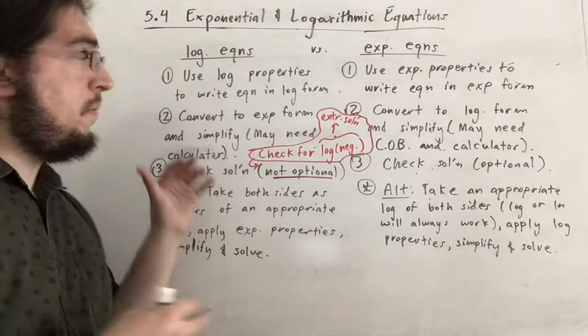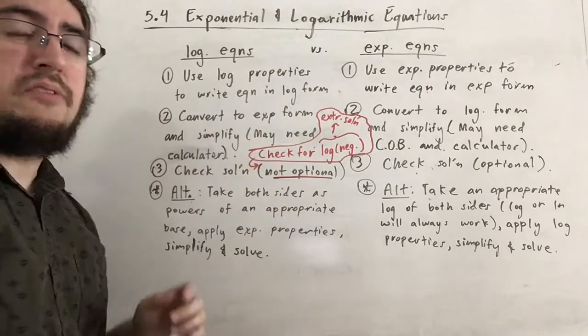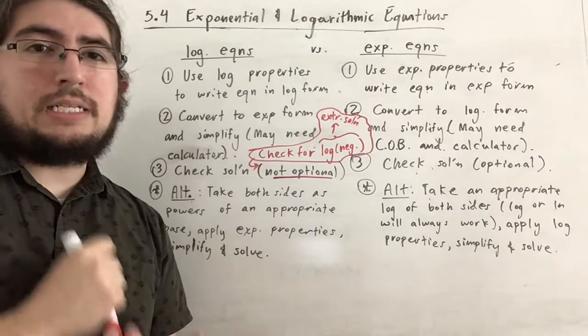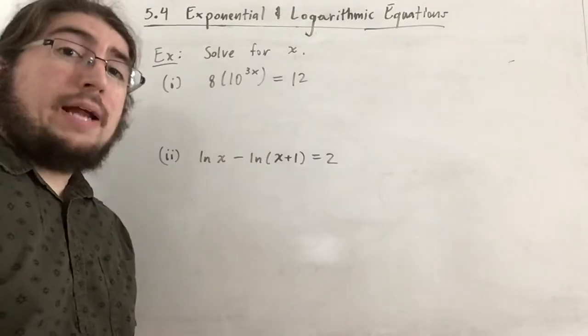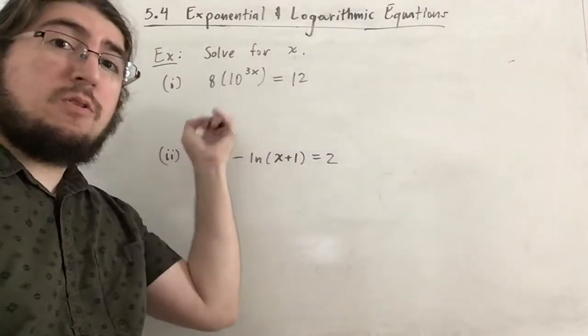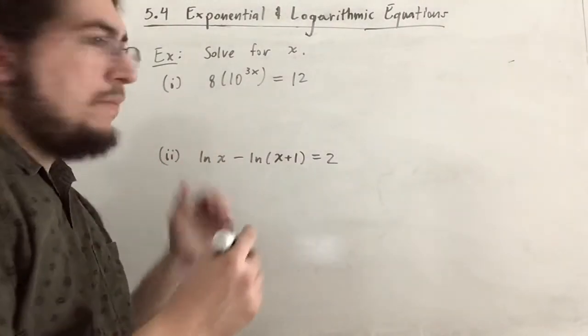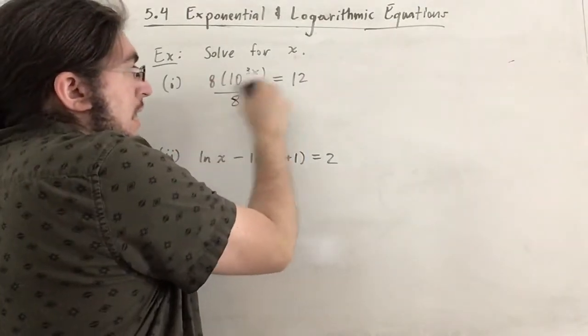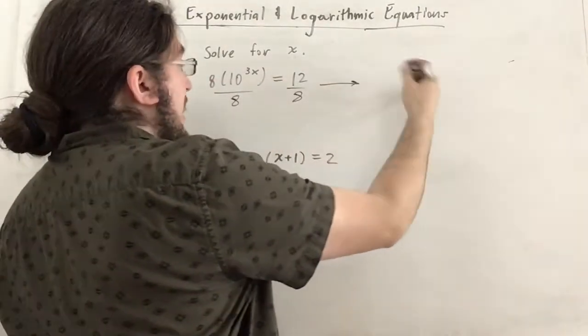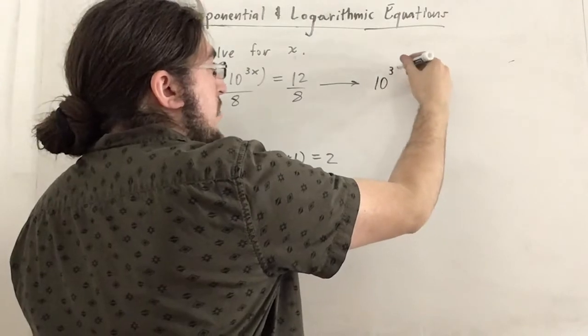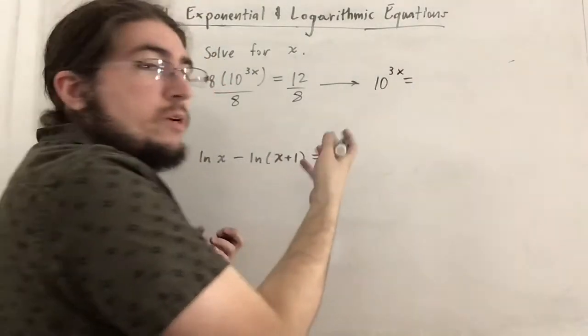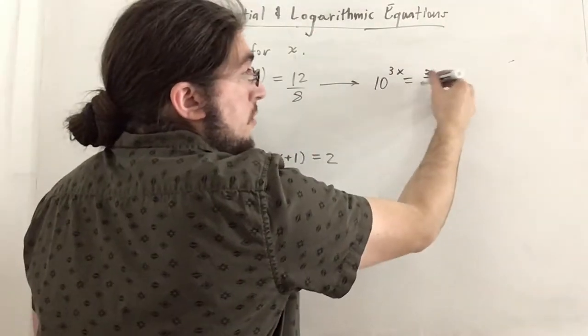But aside from that, though, I'm going to try to stick with these 3 steps for each of these. So let's take a look and see how crazy it gets. All right, so for this first example here, this is, of course, an exponential equation. So we're going to write it in exponential form by dividing by 8. And in doing so, what we get is 10 to the 3x is equal to 12 over 8, which reduces by dividing by 4 to 3 over 2.